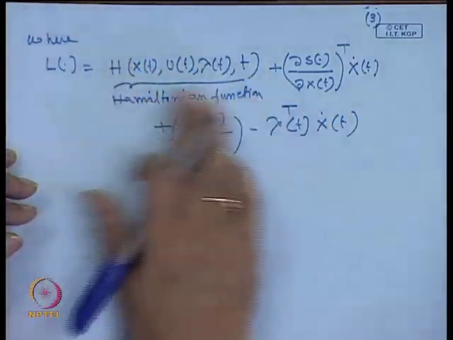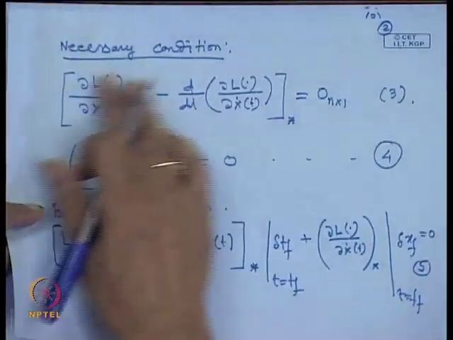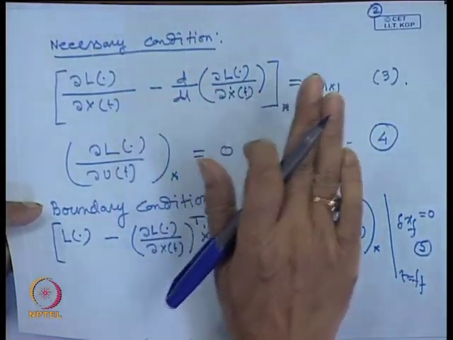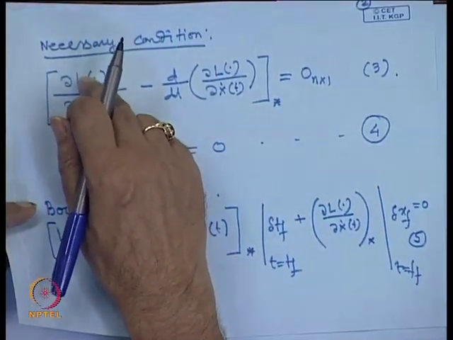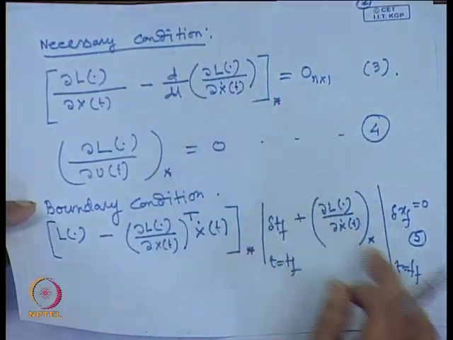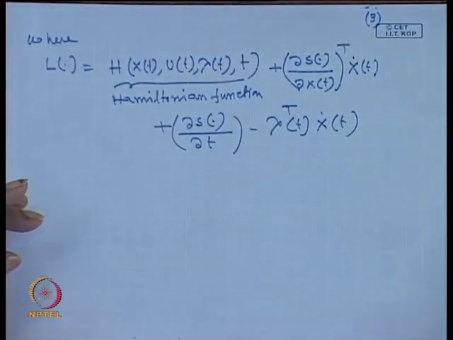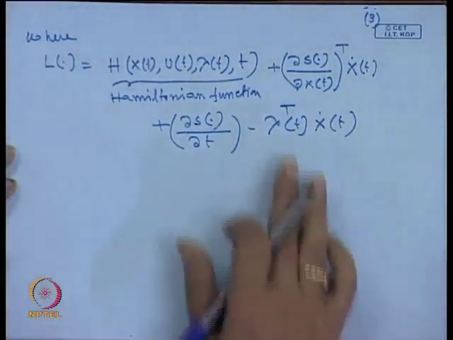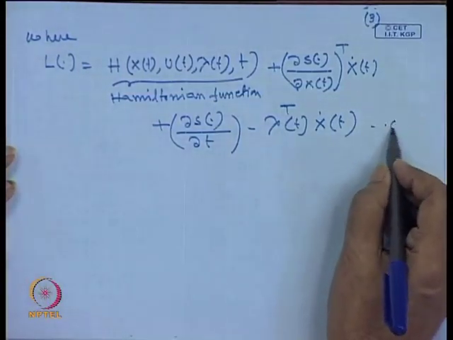Because we have expressed the necessary conditions, equation numbers 3, 4 and boundary condition 5. If you express this in the Hamiltonian function, then, if the system is described in state space form, and you replace the Lagrangian function by the Hamiltonian function, we get a set of equations in a simpler form, and it will be easier to solve. That we will see later. So, this is our equation number 6.